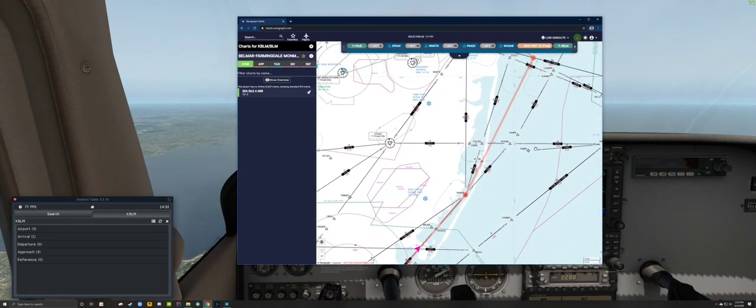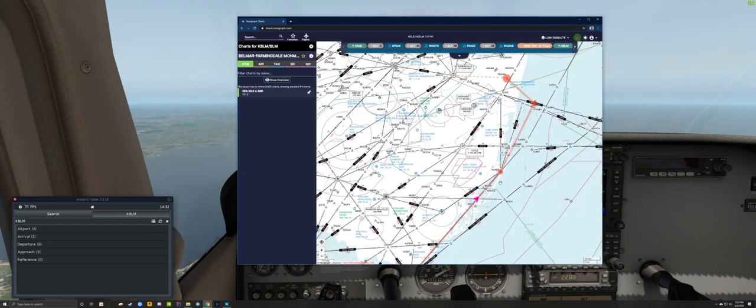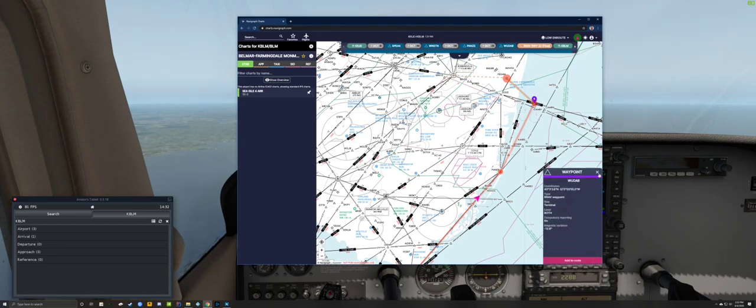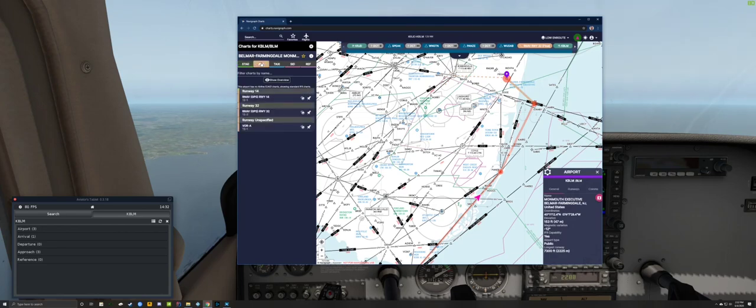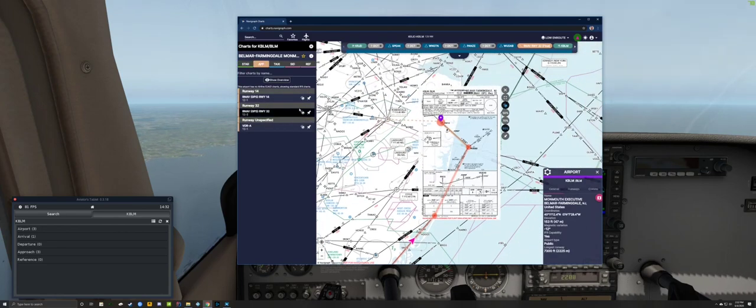And here we are now, we're about to get to this GPS waypoint called Pans. Then we're going up to this one called WUDAB, and that puts us in line for an approach, runway 32, RNAV approach. And this is what I was talking about earlier.